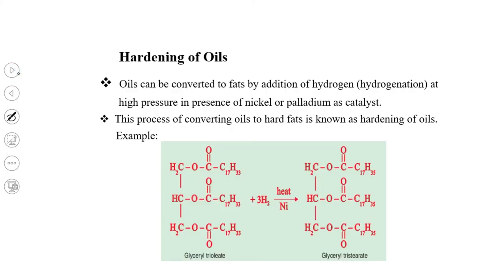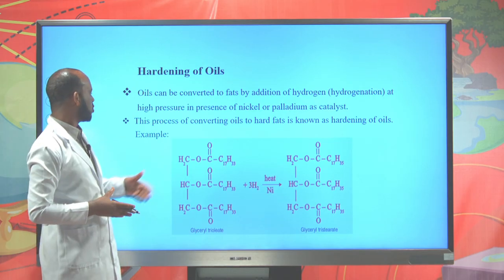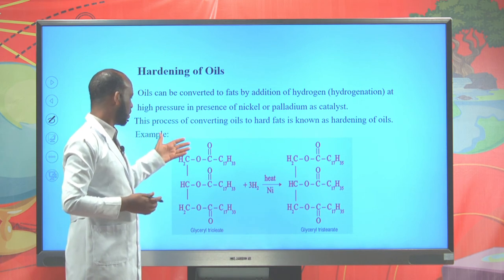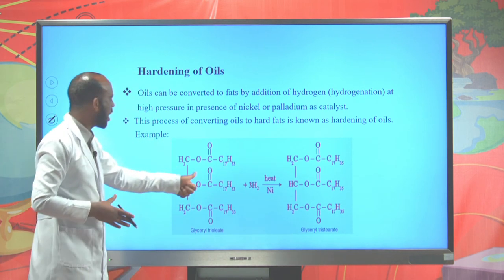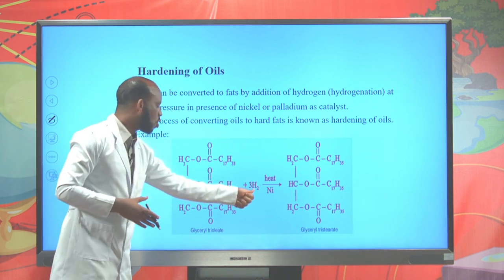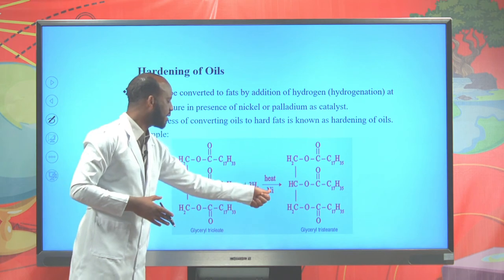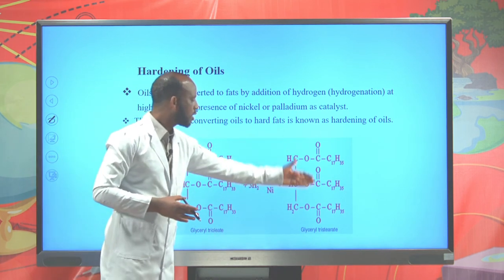Hardening of oils. What does hardening of oil mean? Oils can be converted to fats by addition of hydrogen, which is known as hydrogenation, at high pressure in the presence of nickel or palladium catalyst. Therefore, the process of converting oil to hard fats is known as hardening of oils. This process is given here, you see. Now this is an oil. Oil plus hydrogen in the presence of nickel or palladium catalyst gives hard fat, you see.